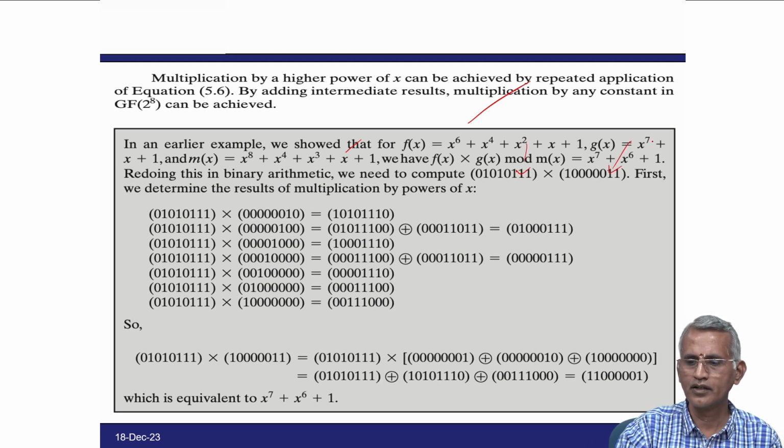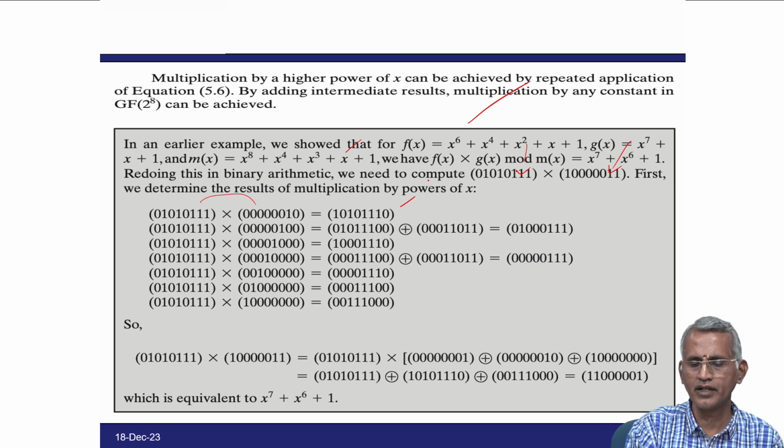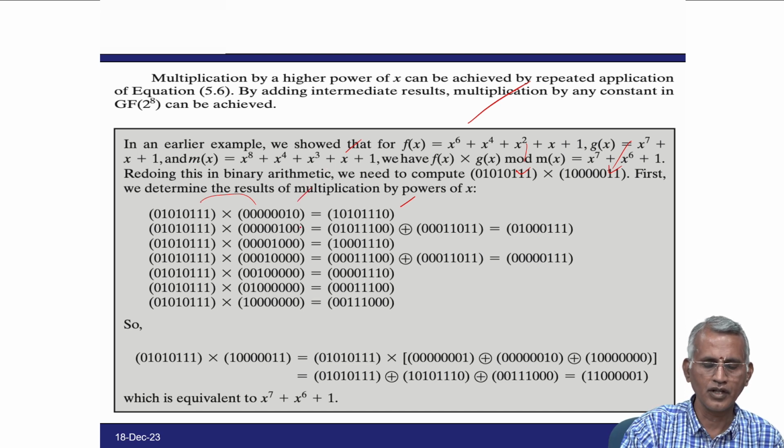and g(x) is converted into binary bits, and we have to determine the multiplication by powers of x, so that if you multiply this value by this, the resultant will be like this, normal multiplication using the binary bits. And then if you start with 10, 100, 1000, 10000 and so on, I am just reading in terms of numbers.